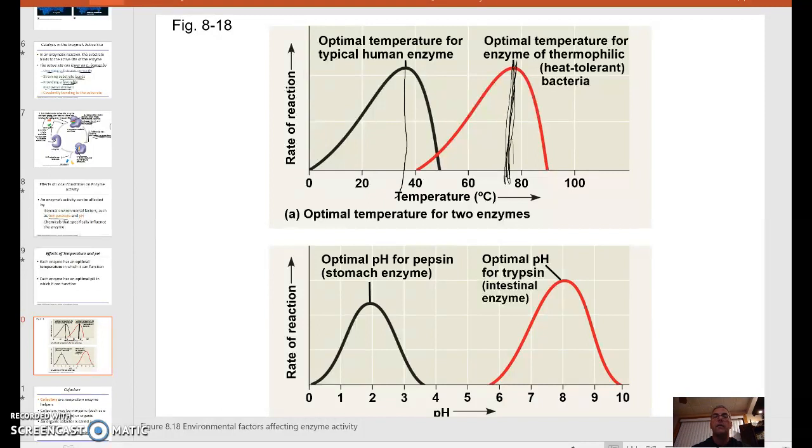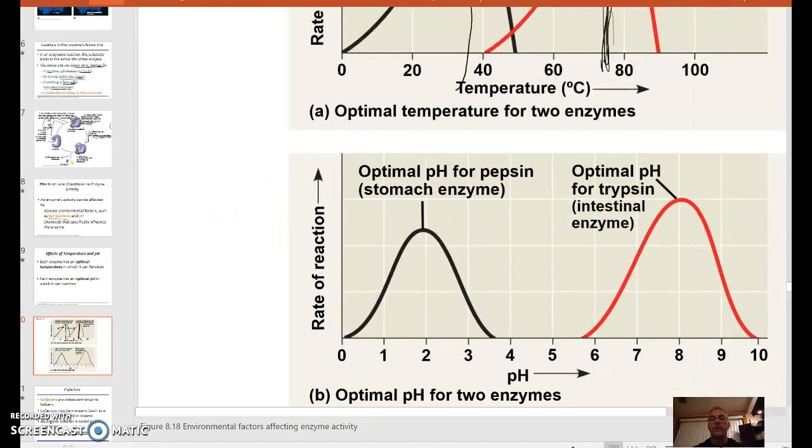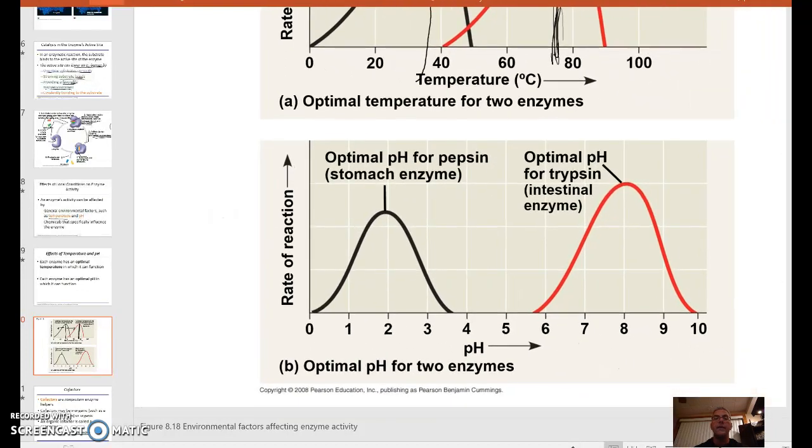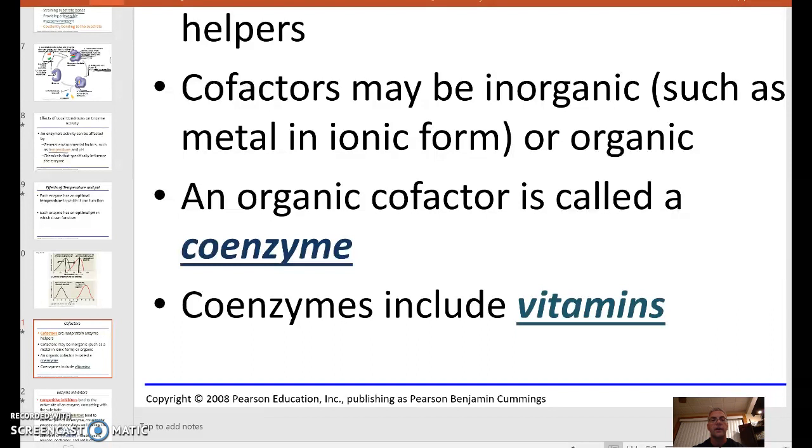Humans peak out right around our optimal body temperature, which is around 37. So when you start to push higher, we see that it's not functioning, and we see the same thing when we push lower. Same thing about pH. Even within a human, we've got two examples right here. We have one that's optimized for the stomach, and we have another one that is optimized for an intestinal tract.